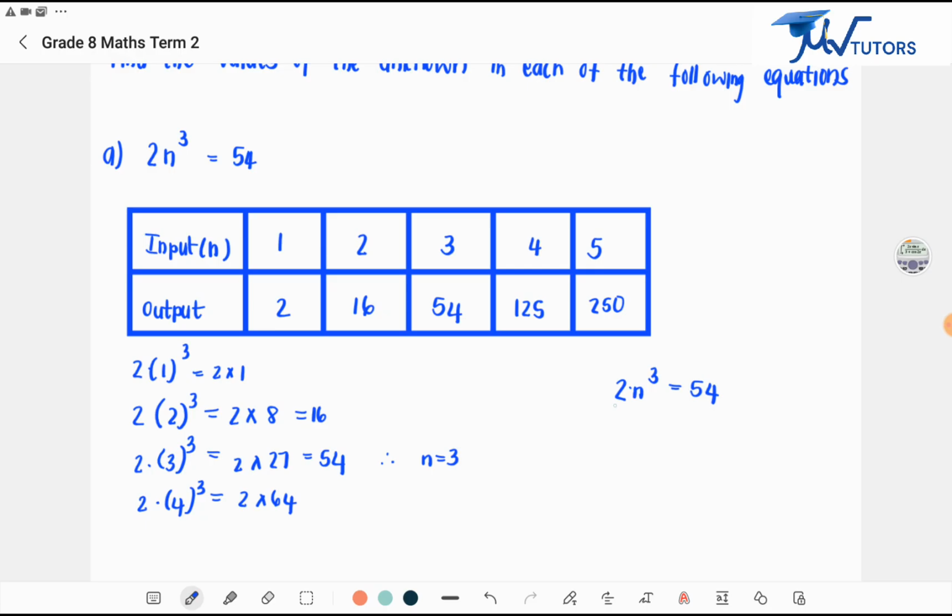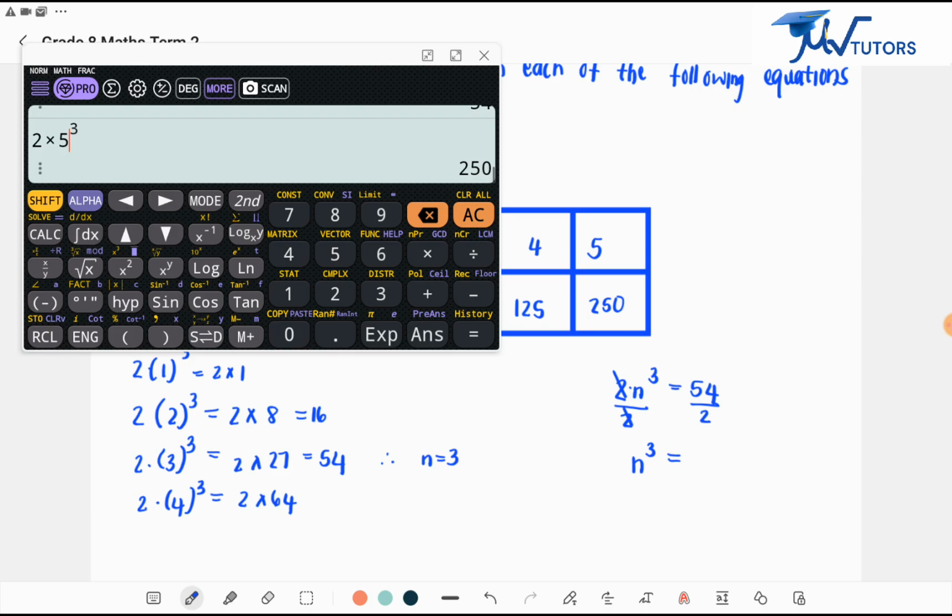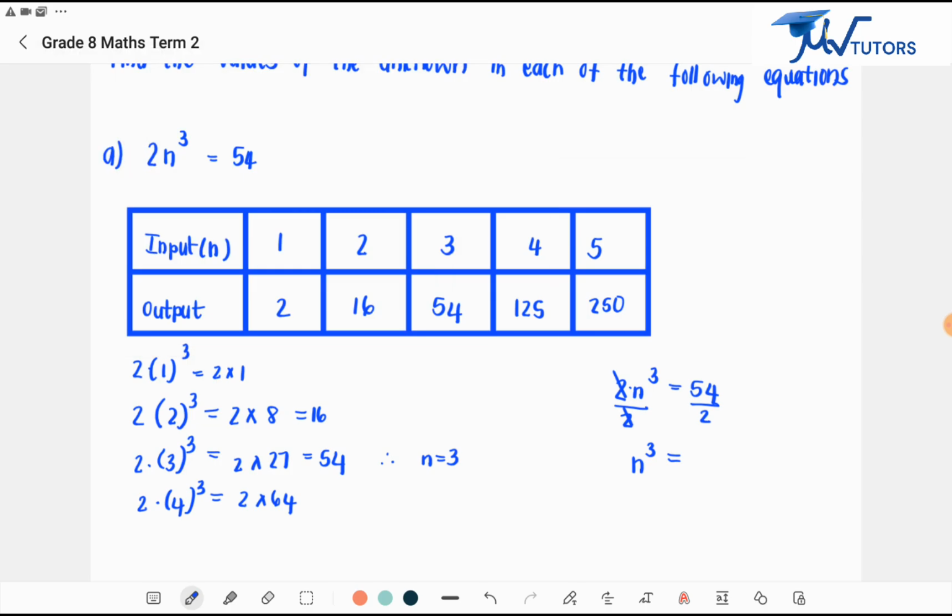What am I going to do? I'm going to divide by 2 on both sides, because 2 is multiplied by n cubed, and the inverse of multiplication is division. The 2's cancel here, so I'm left with n cubed. And 54 divided by 2, what would that be? You can check on your calculator, but it should be 27. Okay, there we go, it's 27.